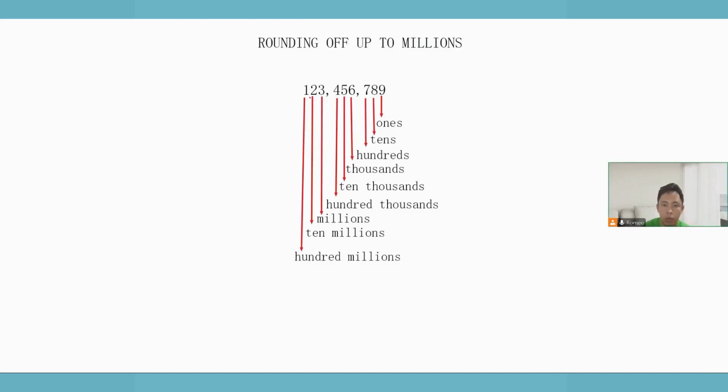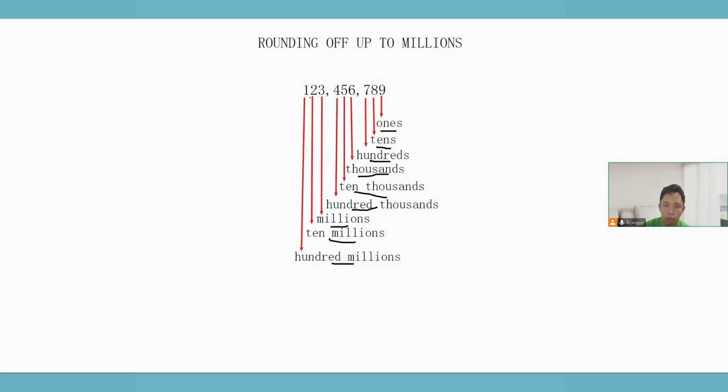Guys, welcome to our topic today, and it's all about rounding off up to millions. Before we proceed to rounding off to millions, let's review the place values. As you can see on my screen, here is the list of place values up to millions. We have ones, tens, hundreds, thousands, 10,000s, 100,000s, millions, 10 millions, and 100 millions.